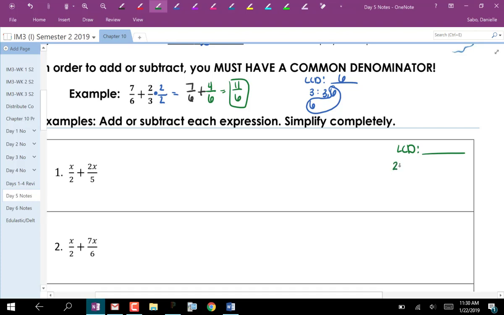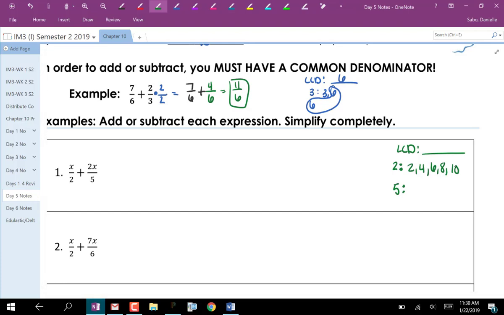So I'm going to put my 2 and my 5 because those are what's on the bottom. And I'm just going to list my multiples of 2. So it goes 2, and then 4, and then 6, and then 8, and then 10. You're like, hey, I know 10 is going to be divided by 5 too. That would be your LCD. That's kind of how I go through it.